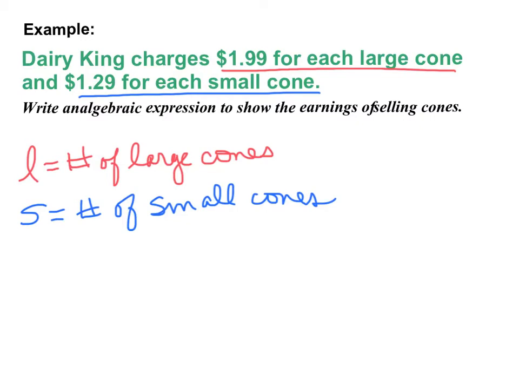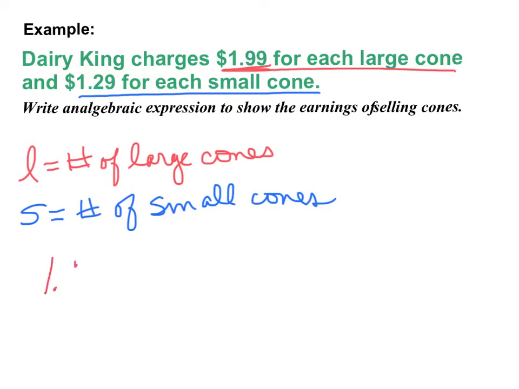The next one, Dairy King charges $1.99 for each large cone and $1.29 for each small cone. We want to write an algebraic expression to show the earnings of selling cones. I have used the variables L for large cones, the number of large cones that they sell, and then S for small cones. Again, they're going to charge $1.99 for each large cone. So if they sold 2 cones, 5 cones, 10 cones, however many cones they'd sell, I'd multiply that by $1.99.